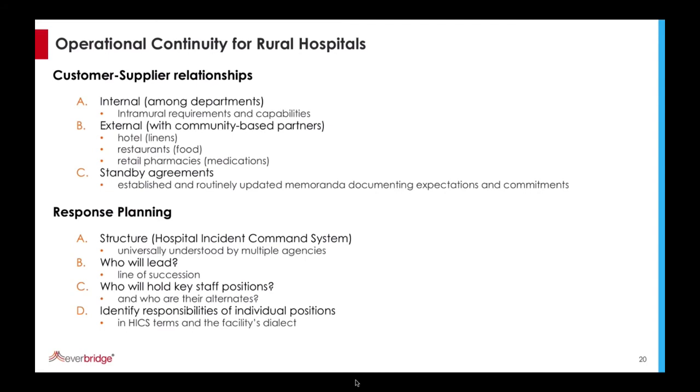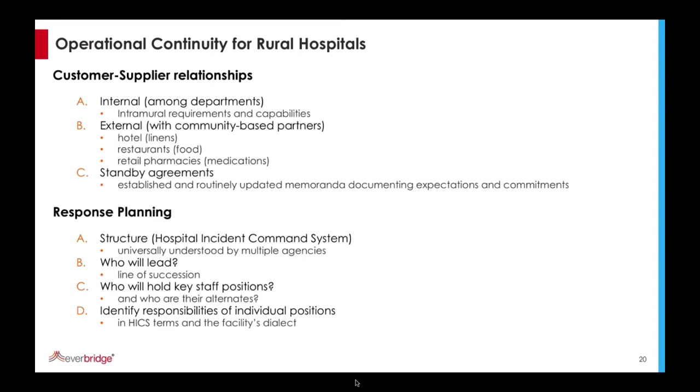Response planning is grounded in a science known as the Hospital Incident Command System, which has the benefit of being universally understood by multiple agencies that might be responding alongside you. Whether it's the incident commander and the line responsibilities for operations, planning, logistics, finance and administration, or those staff roles for the incident commander of public information, liaison with supporting agencies, and the safety officer.